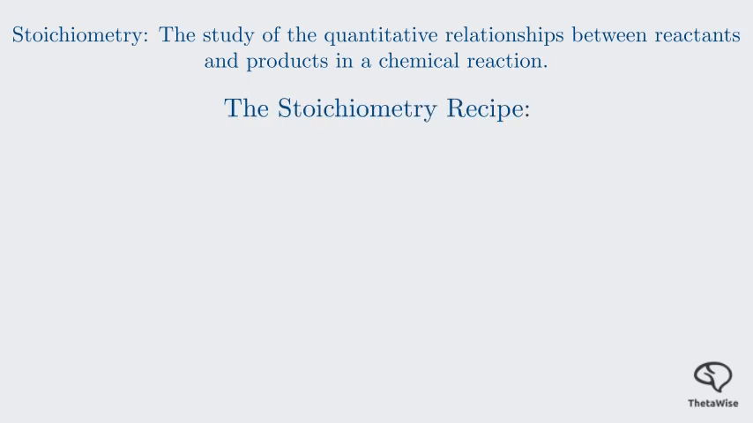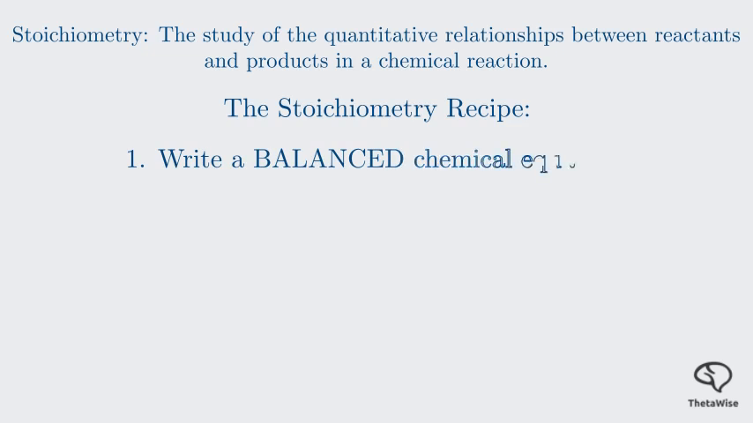The recipe for stoichiometry is 4 simple steps, but they are crucial. Step 1. Always, always, always start with a balanced chemical equation. Without a balanced equation, you will get the wrong answer. The coefficients in the balanced equation, the numbers in front of each chemical, are your molar ratio recipe.